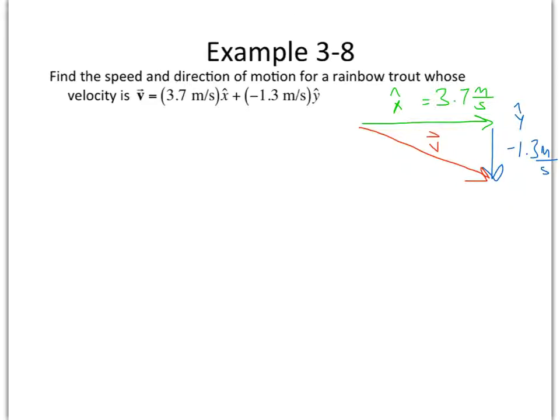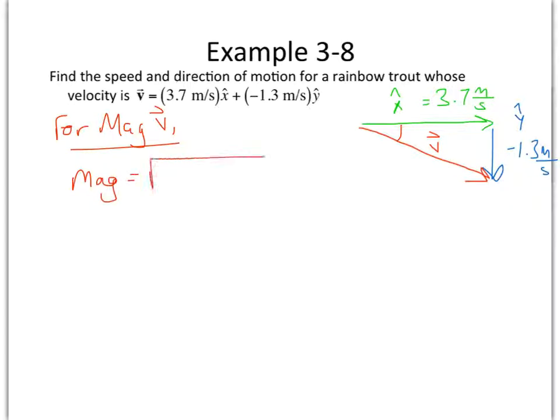So all we want to do is find out the magnitude of that, with the magnitude being the speed, and also the direction of motion, that is that angle theta right there. Okay, so for the magnitude of v, the vector v, to find the magnitude, it's going to be the square root of the x value squared plus the y value squared. So it's going to be the square root of 3.7 squared plus 1.3 squared. Of course, I left the minus sign out because when we square a negative, it becomes positive anyway.